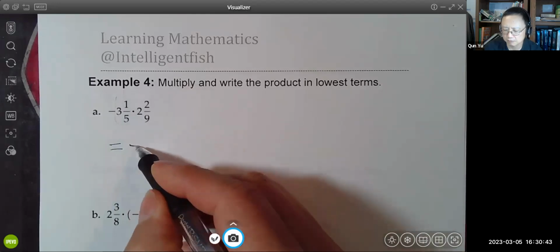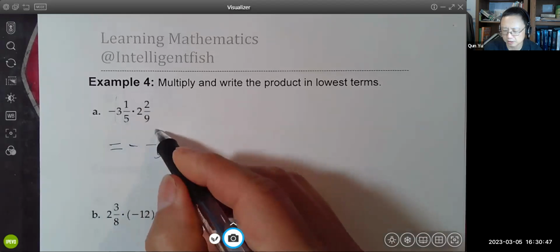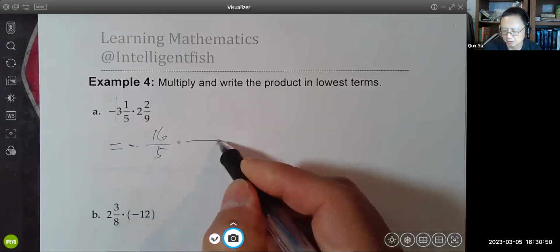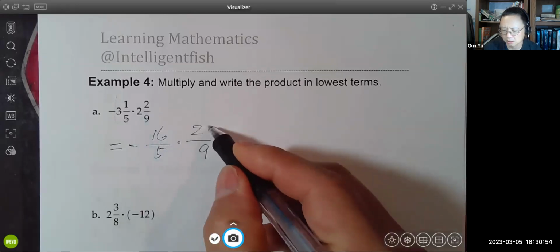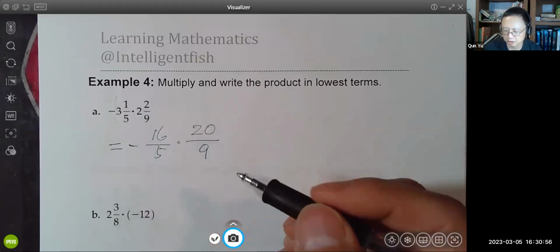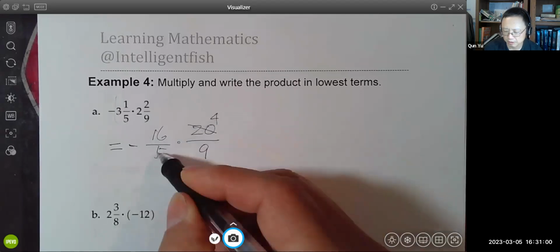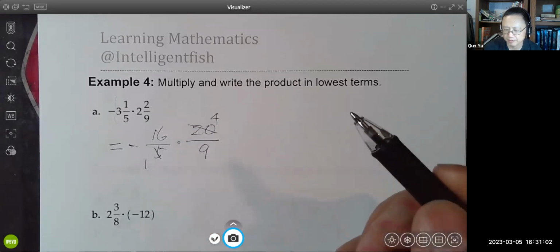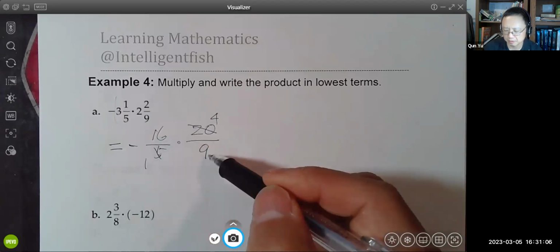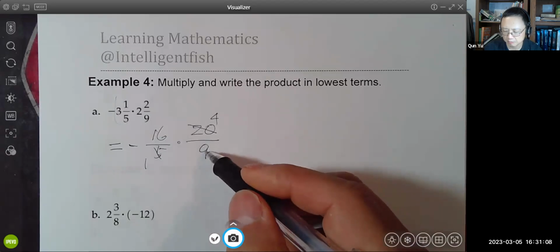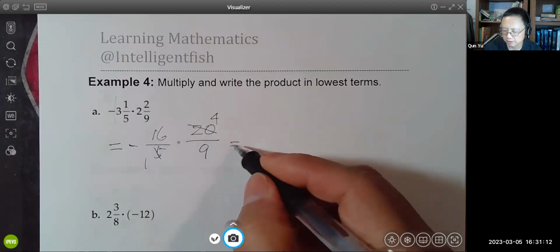So negative 5 times 3, 15, plus 1, 16, times 9 on the bottom. This is 18 plus 2, 20. Now simplify before we multiply. Divided by 5, we get 4. 5 divided by 5, we get 1. Between 9 and 16 cannot be simplified because 9 can be divided by 3, 16 cannot be divided by 3.